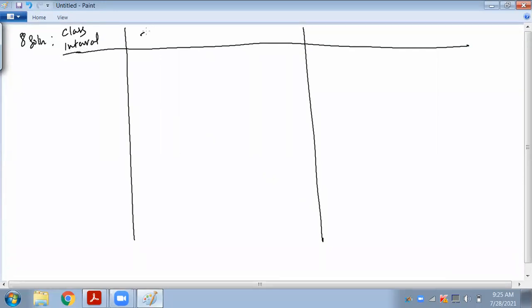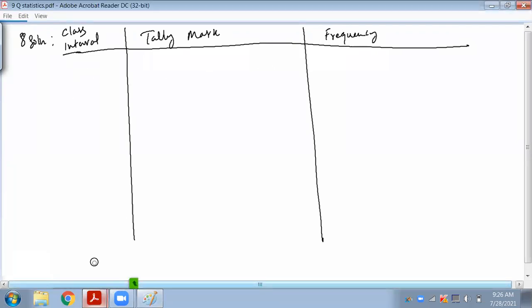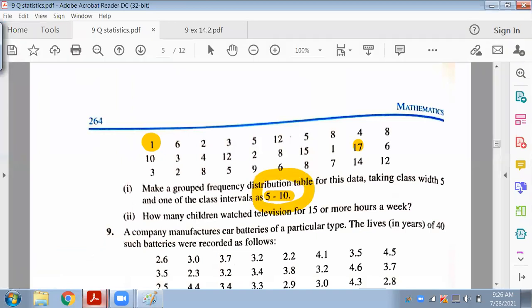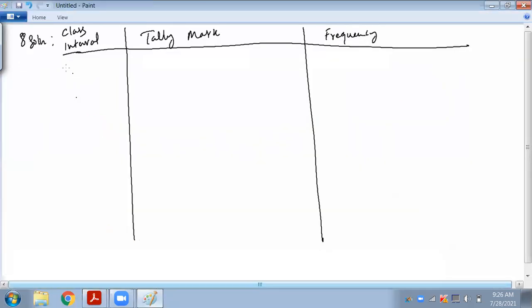Class interval, tally mark, frequency. Now for the class interval, in the question one of the class intervals is 5 to 10, but it is not the first one. So depending on our lowest value, we are going to take the first class. Here the data starts from 1, so the first class should be 0 to 5.